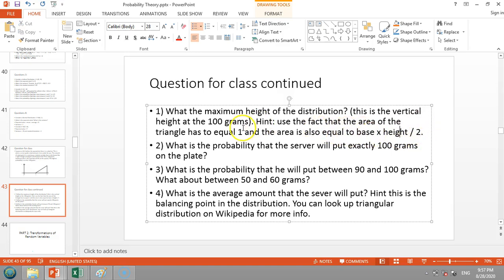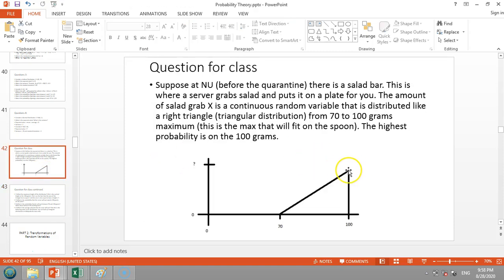So I know the total area is 1. I know the 2, and I know the base. I just solve for the height. In this case, I'm talking about the height between here and here. So what is this question mark? It corresponds to the height.